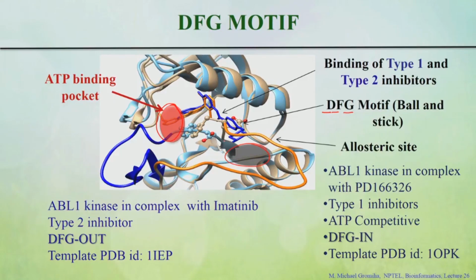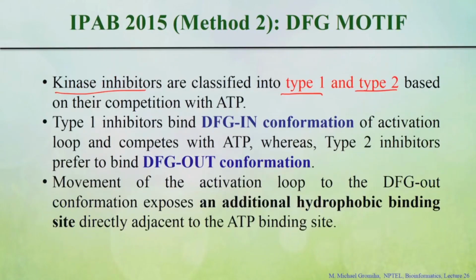So, this protein has two different types of motifs, right, one is the DFG in conformation. In this case, type 1 inhibitors bind with the in conformation and type 2 inhibitors bind with the DFG out conformation. This information you can obtain from the literature. And the movement of the activation loop to this out conformation also exposes an additional hydrophobic binding site directly adjacent to the ATP binding site. There is another hydrophobic binding site adjacent to the ATP binding site.